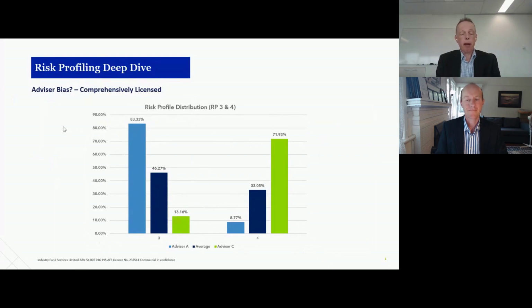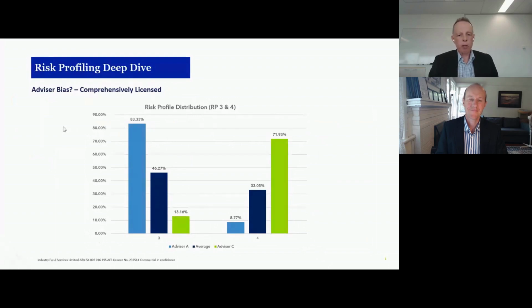So we wanted to compare apples with apples as much as possible. These advisors roughly see the same types of clients, is really what I'm getting at. So we're not choosing different levels of advisors that are seeing different kinds of clients. As I said, we've got 6 risk profiles, but in this first example, what we're looking at is risk profile 3 versus risk profile 4. On the left-hand side, what percentage of clients was put into risk profile 3?